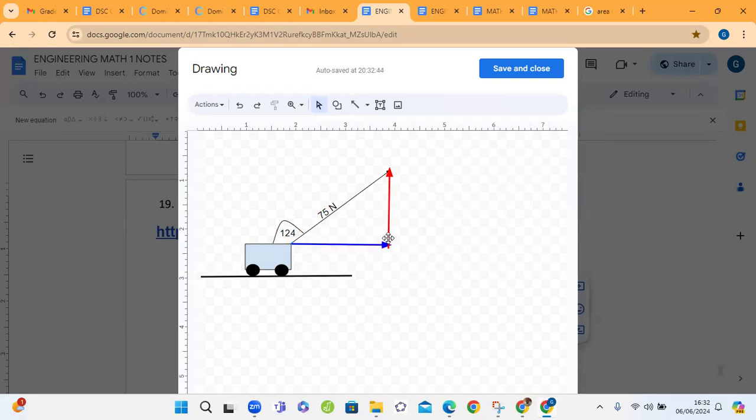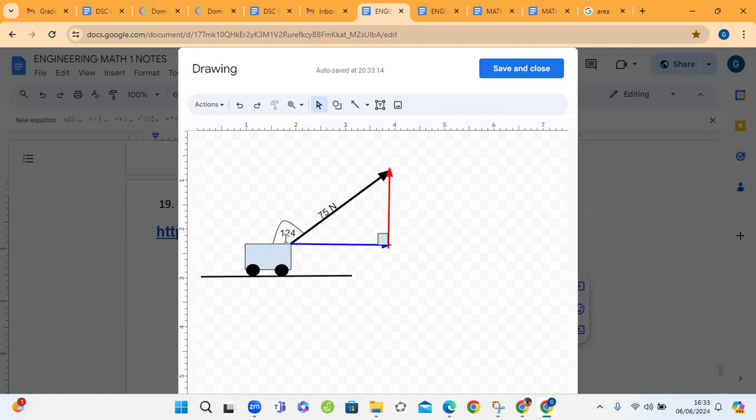Now, there is 90 degrees between the horizontal and vertical component. And as you can see now, what has just transpired, we have found ourselves in a right angle triangle. Agreed? Now, to get the horizontal component, we need the angle inside of this triangle.